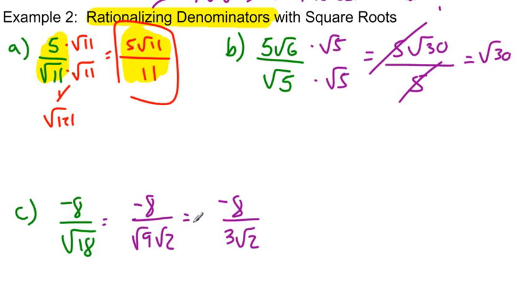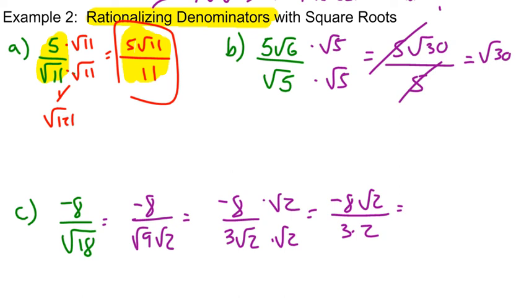Now remember, when we rationalize, we only multiply by the radical. So if I want to rationalize this, I'm only going to multiply by radical 2, not 3 radical 2. Let's see what we get. Negative 8 times radical 2 is negative 8 radical 2. Down here, we have 3 radical 2 times radical 2. Remember how we learned that if they're the same thing, we just get 2. So that'll be 3 times 2.